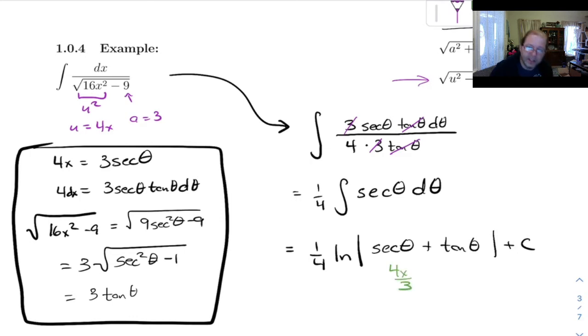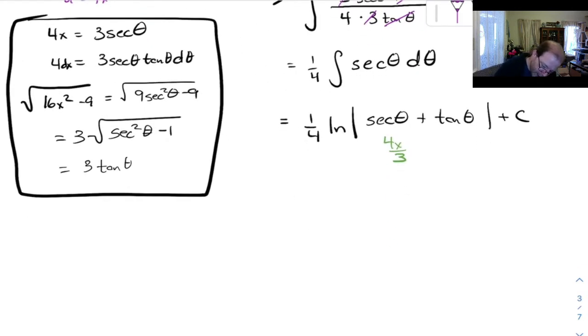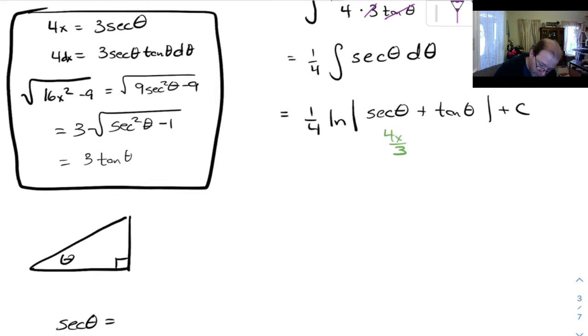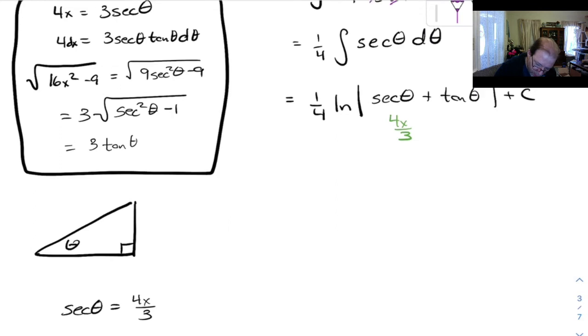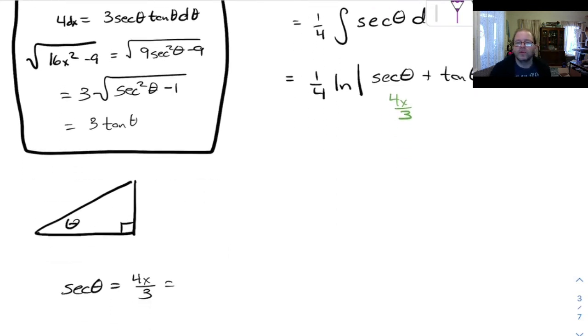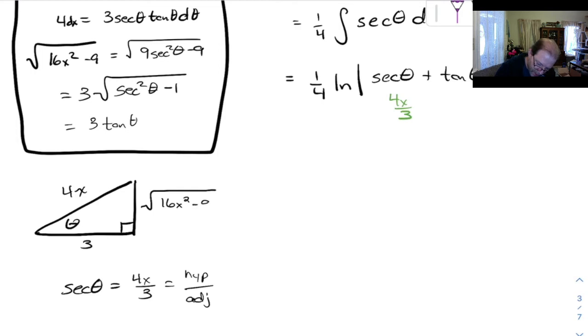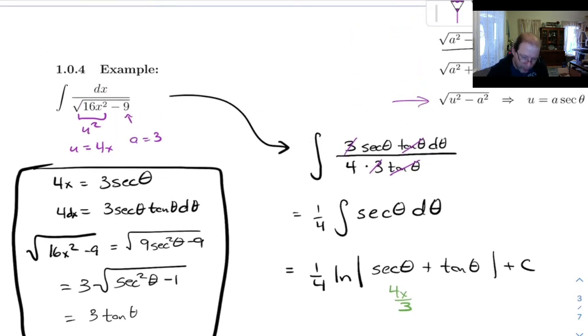4x over 3. But to get the tan, we've got to draw the triangle out and look at all the sides of the triangle. So let's do that. I'm going to come down here and draw my triangle. And what does this say? Well, it says secant theta is 4x over 3. Okay, now what is secant? It's the reciprocal of cosine, so that means it's hypotenuse over adjacent. So let's see, the hypotenuse is 4x. The adjacent is 3. That makes this side over here square root of 16x squared minus 9. And again, no coincidence, that's the radical that showed up in the original problem.